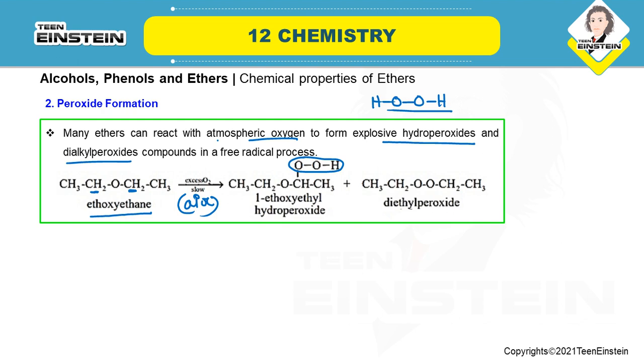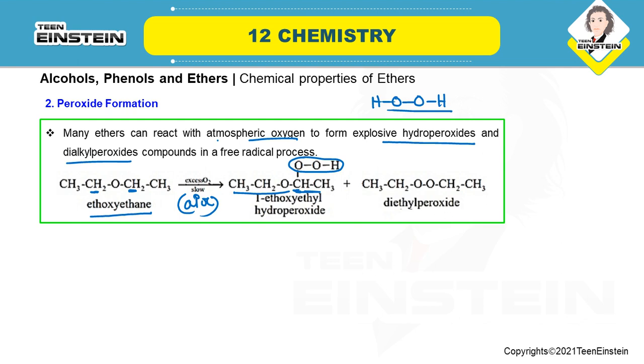Why 1-ethoxy? This is the ethoxy group, so as if it is at the number 1 carbon if you consider. At number 1 carbon there is ethoxy, so that is why 1-ethoxy, and itself it is 2 carbon, so ethyl, but there is also a hydroperoxide group at 1 position, so that is why the name ends with hydroperoxide.